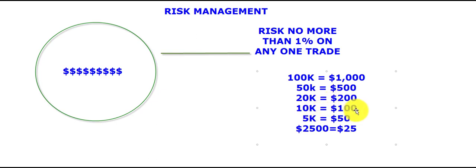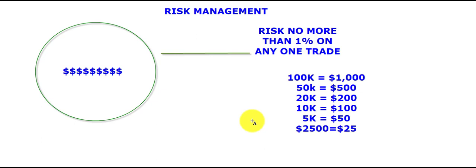10,000 is 100. Now, just because it's 100 doesn't mean that you can trade all of the futures. And let's talk about the NASDAQ, for instance. And to dramatize this point, I'm going to slide back and talk about the 100,000 account.